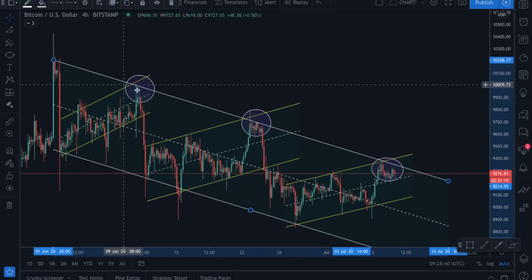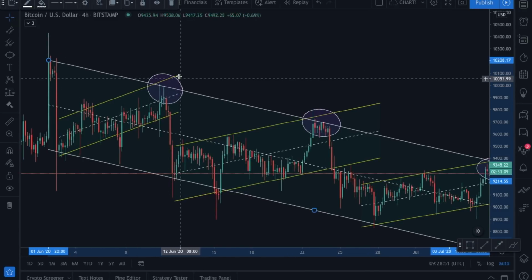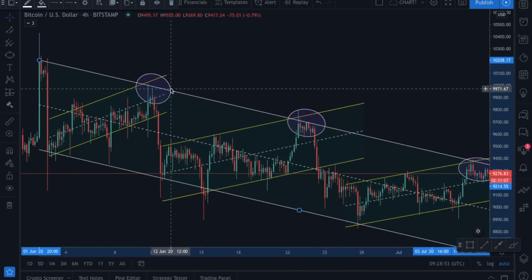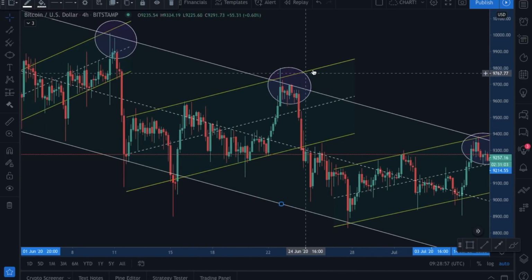Because this descending channel here, the white line, the upper line of this descending channel, and also the upper line of this ascending channel, both are actually blocking the price exactly at this level. You can notice this right here. And also if you focus on this one, guys, exactly the upper line of this ascending channel and the upper line of this descending channel block the price exactly here. And after that, we have this price correction.